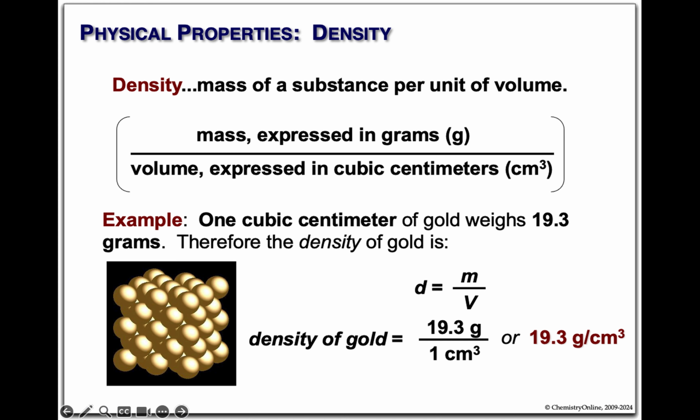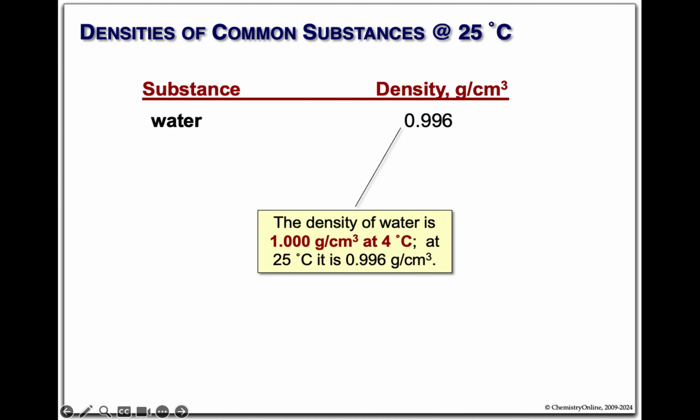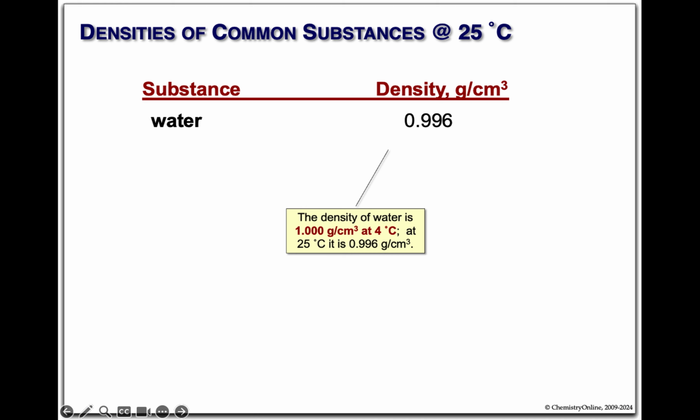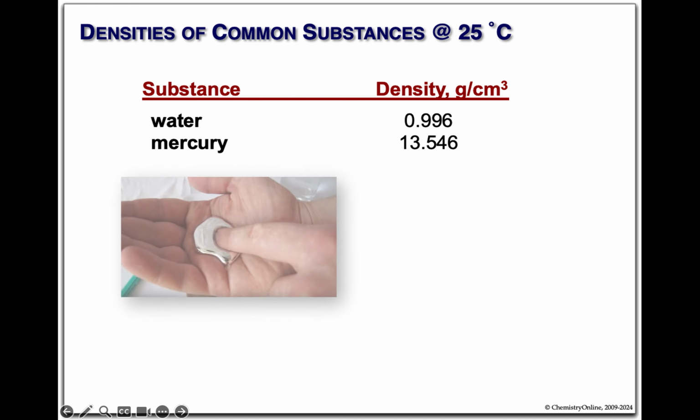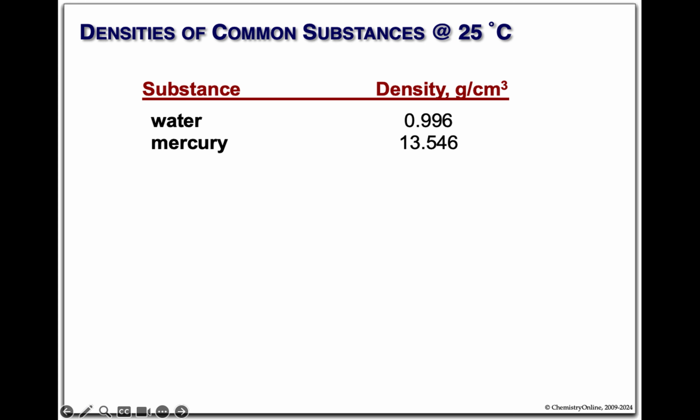Let's look at some densities. Water. Most people will tell you that it's 1, but it's only 1 at 4 degrees centigrade. At room temperature, it's about 0.996. It changes with temperature. Mercury, 13.5. So much denser, much heavier than water. Put it in your hand, it feels heavy. Sulfur, about 2. Iron, about 7.9.